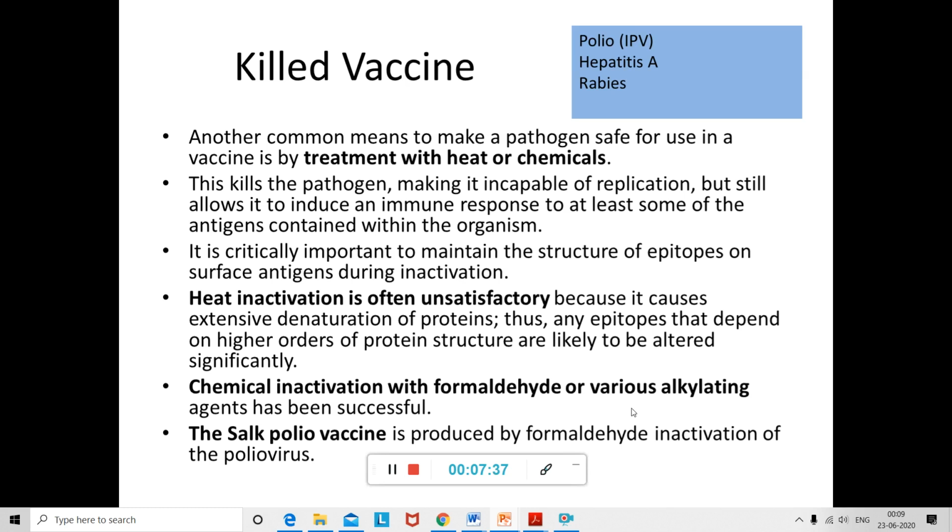significantly. So you can kill a bacteria by two different methods, either by heating or by chemicals. When you heat it, what happens? The chance of protein denaturation at a complete and extensive level is very high. So you always prefer a chemical inactivation. Now this can be done by using either formaldehyde or various other alkylating agents, and the Salk polio vaccine, okay, this is the inactivated polio vaccine, is an example of this by formaldehyde inactivation. Then the hepatitis A virus vaccine as well as the rabies vaccines are examples of killed vaccines.